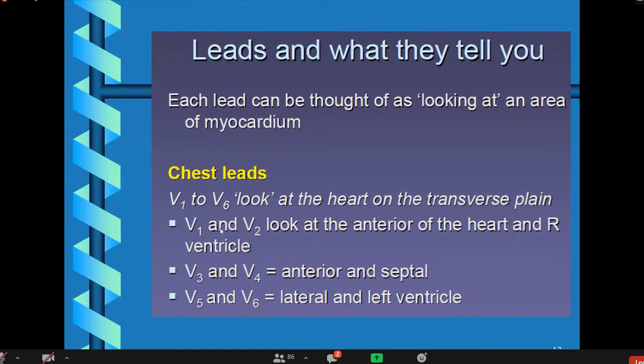Remember this, because these are placed right in front of the heart, in the fourth intercostal space. So they look at the anterior of the heart. Then V3 and V4 see anterior and septal, because they are placed a little bit lower than V1, V2, so they see the anterior wall and septal wall. And V5, V6 are lateral and left ventricle. They see the heart from the left side, from the lateral side, they see the left ventricle.